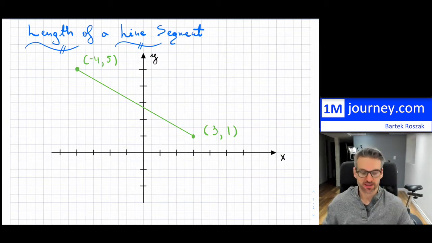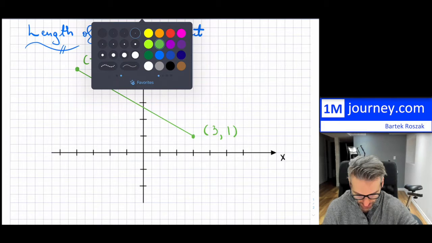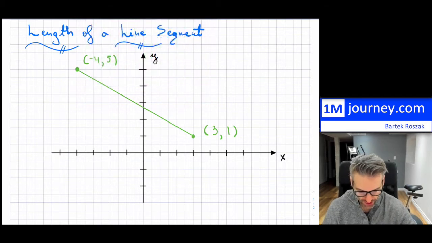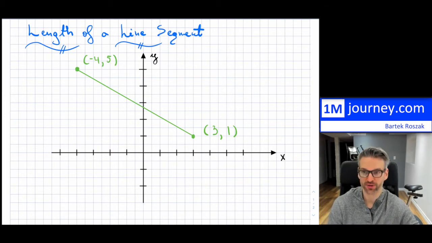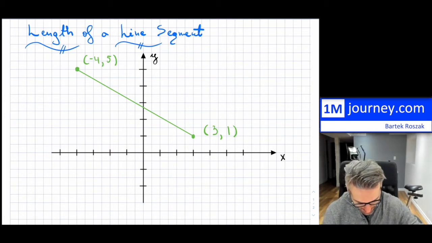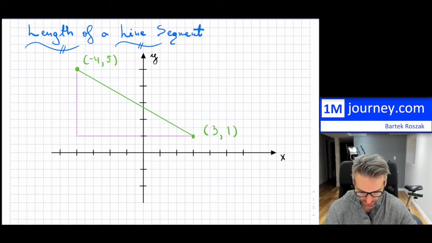So here is a line segment, and I'm going to show you how you can go about finding its length. Imagine you have a line, you can of course create a triangle, and in particular a right angle triangle. By simply extending this out, and you can do this with any line segment, you create these nice triangles for yourself.